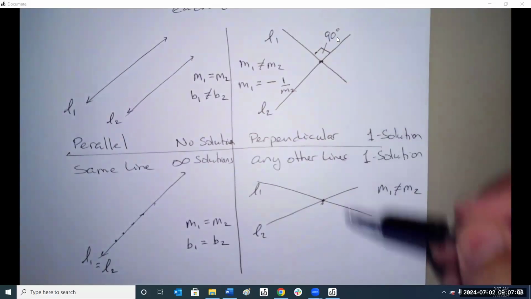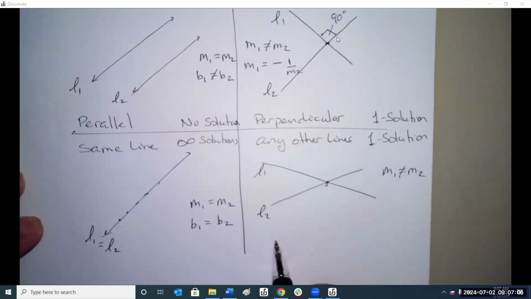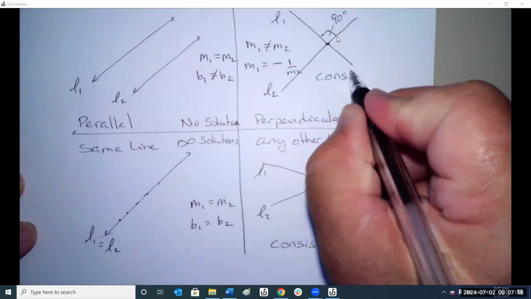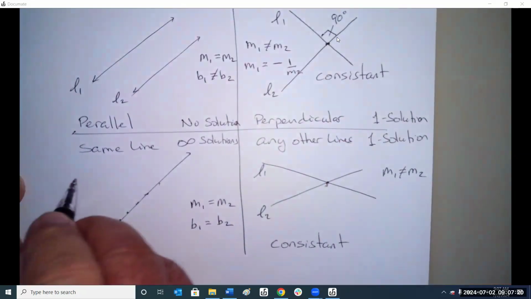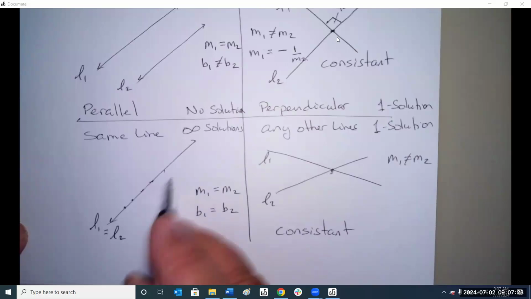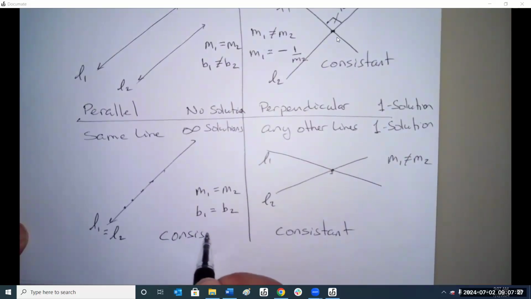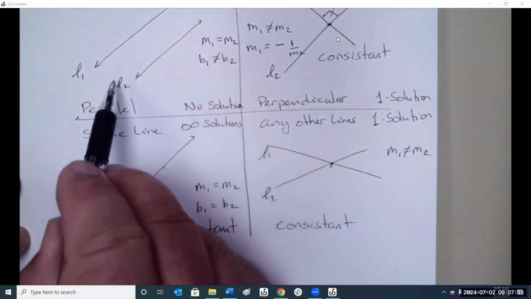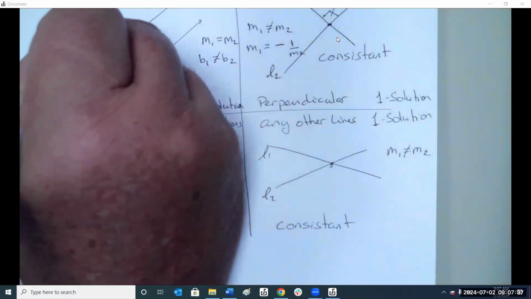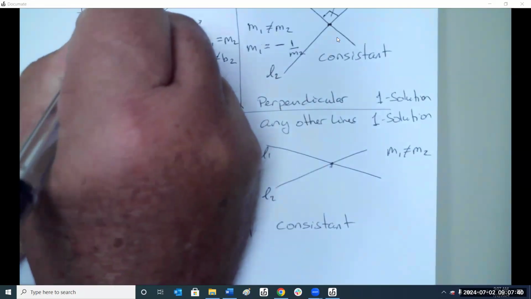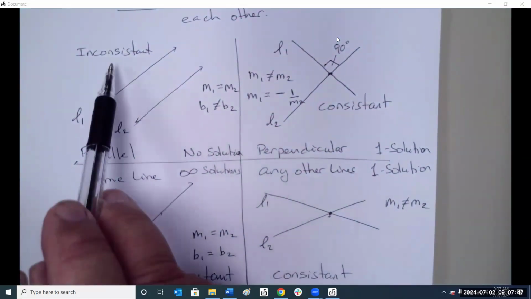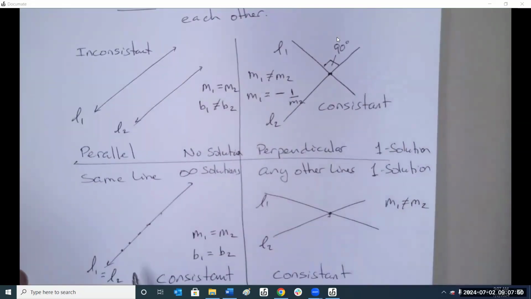So these types of equations are called consistent because they have at least one solution. This one's also a consistent solution because it has at least one solution. So these are all consistent. And since this one has no solutions, we call this one inconsistent. So if it has no solutions, it's inconsistent. If it has at least one, it's consistent.